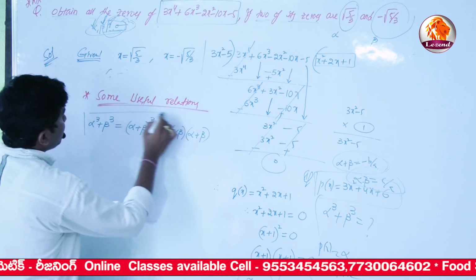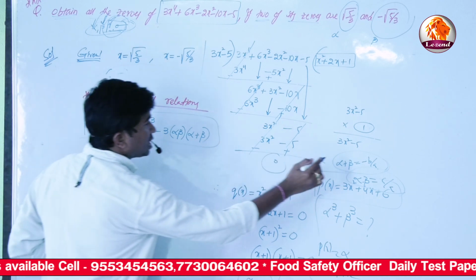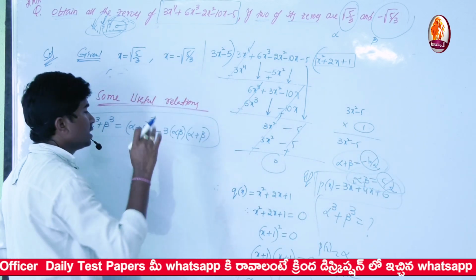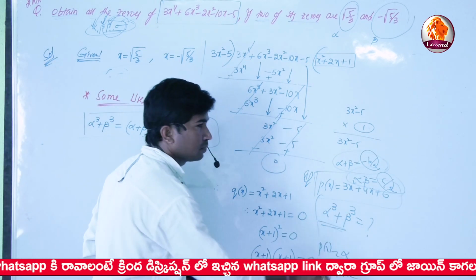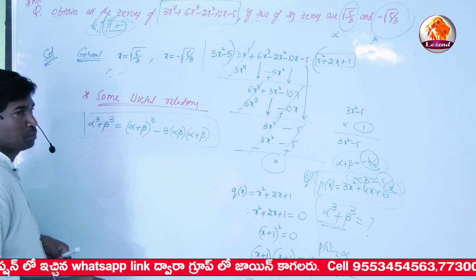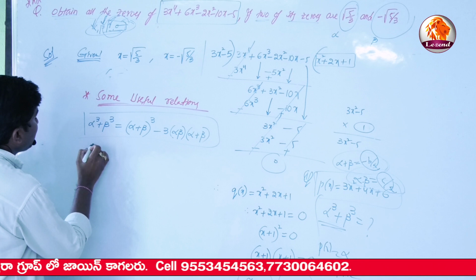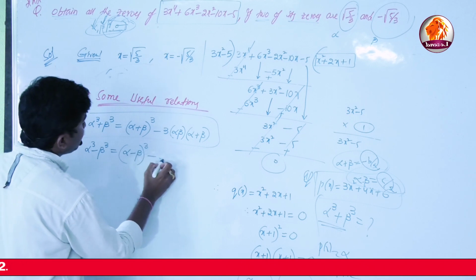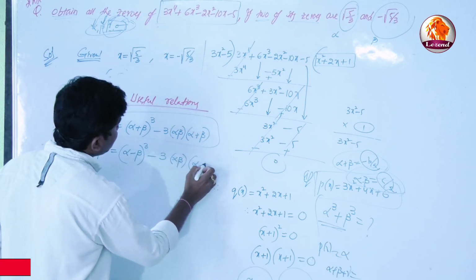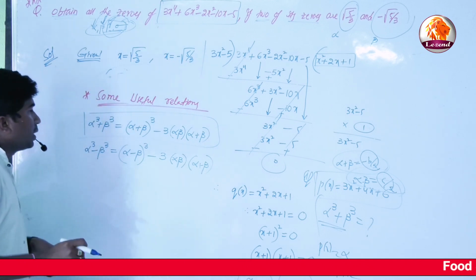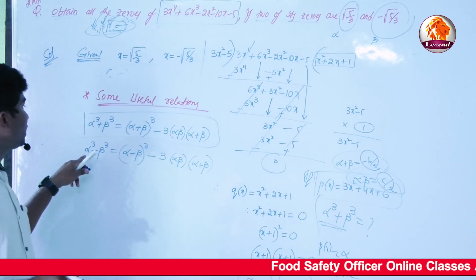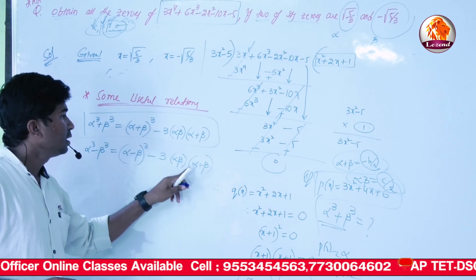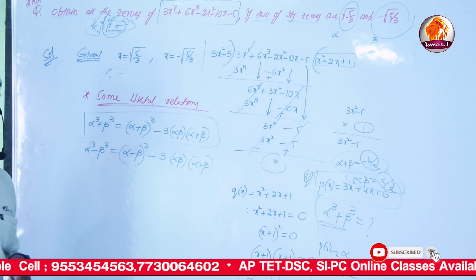Now, because alpha plus beta value minus b by a we know, and alpha beta value c by a we also know, we can apply it and in this case we get the answer for alpha cube plus beta cube. So we can use all these important points. Next one, alpha cube minus beta cube is equal to alpha minus beta whole cube minus 3 alpha beta into alpha plus beta.